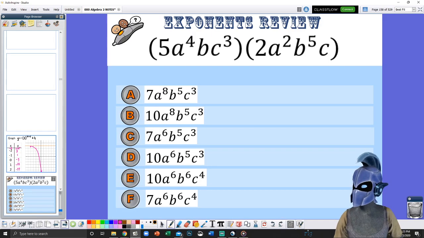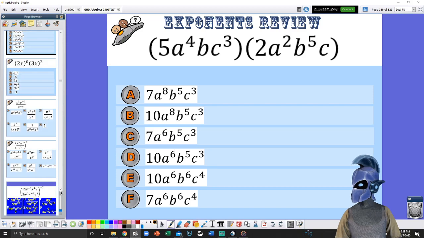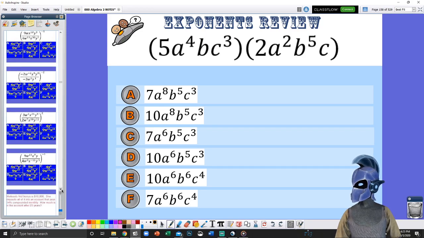Okay, next you're going to flip over to, I think it's page 158, 157, somewhere around there. It says Exponents Review. So what I want you to do is, there are a few of these right now. 1, 2, 3, 4, 5, 6, 7, 8, 9, 10 of these multiple choice problems. You go ahead, knock those out, hit pause, knock them out, and then come back to me.